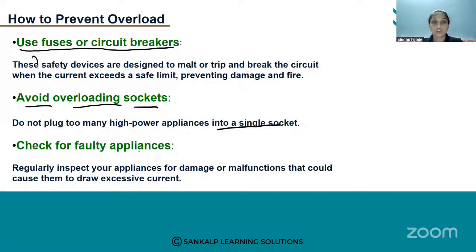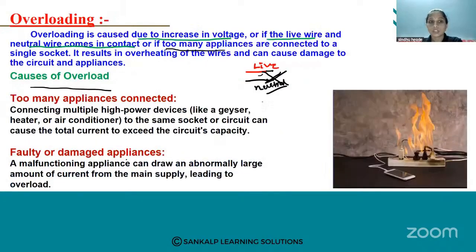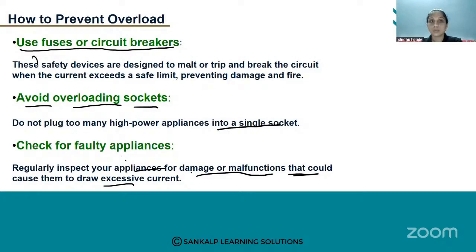Next one, check for faulty appliances. So regularly inspect your appliances for damage or cause or faulty instruments. Okay, ನೀವು again and again you should check the appliances if suppose it's having faulty connections or not. That is the third prevention point. These all are how to prevent overloads. Okay, in your exams also sometimes they ask what are the causes of overload, and sometimes they ask how to prevent overload. So you should remember these things, it's very very important.